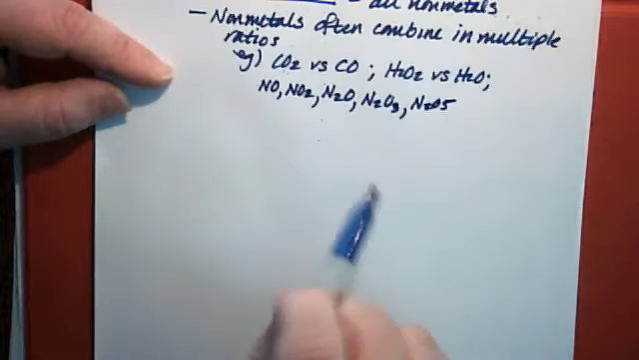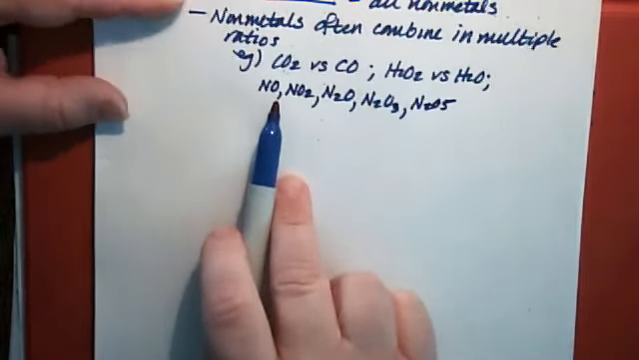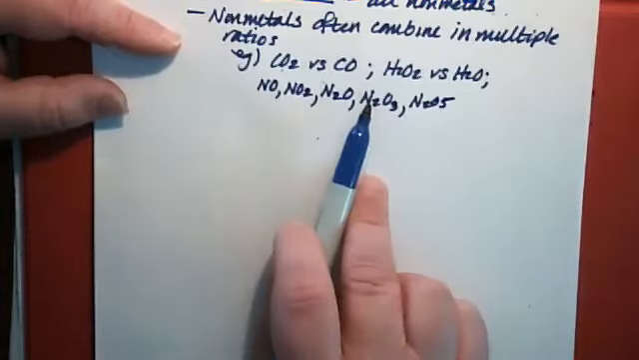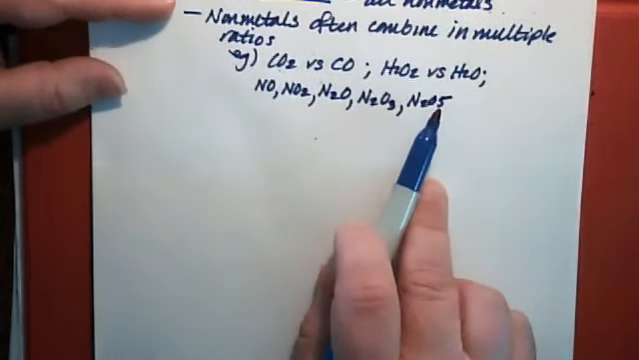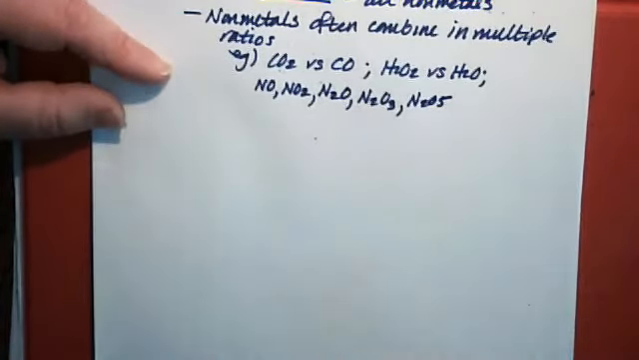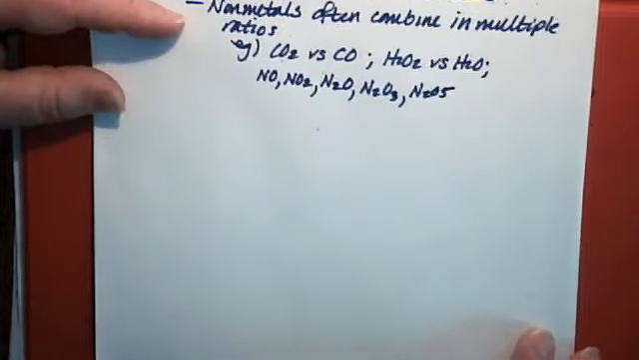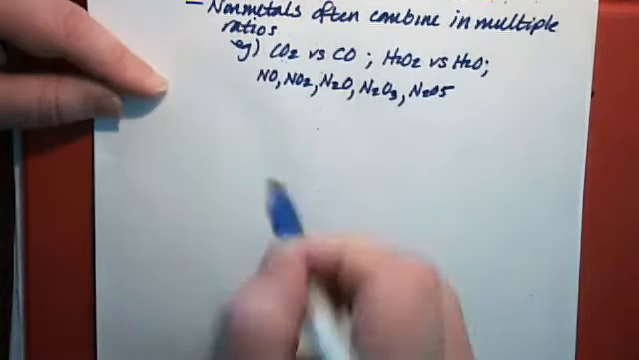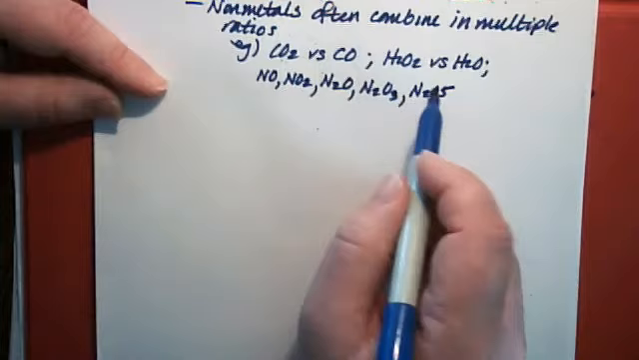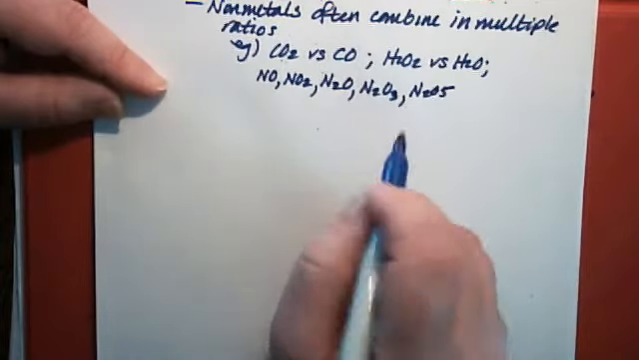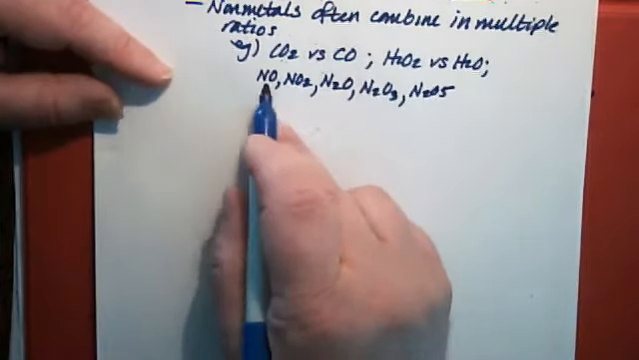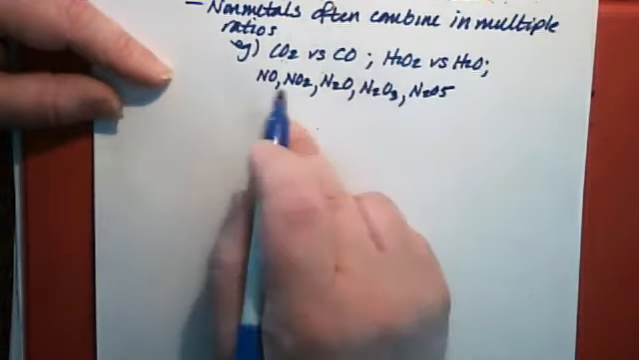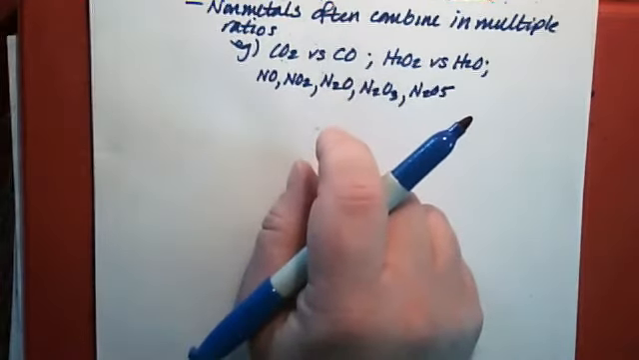And there are others too, but I'll stop there. So nitrogen and oxygen, for example, can form NO, NO2, N2O, N2O3, or N2O5. And there are a couple others too, but I think that's enough to illustrate the point. Okay, so it's difficult to predict the formula from the elements involved, and we have to have a way of distinguishing one compound from another, even though it involves the same two elements.